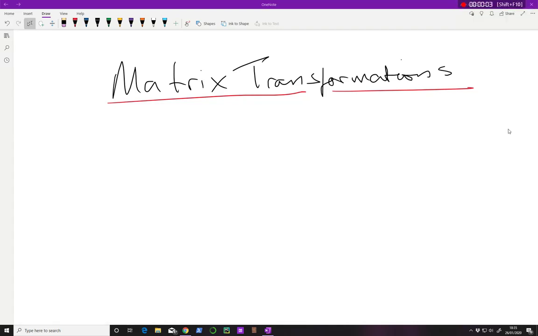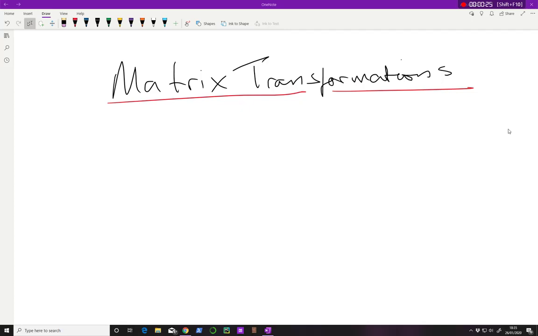So I'm just going to talk quickly about matrix transformations because it's a question that's come up in one of my tuition sessions. So I thought it would be a good idea to just run through some basic principles and then to apply those principles onto an exam question.